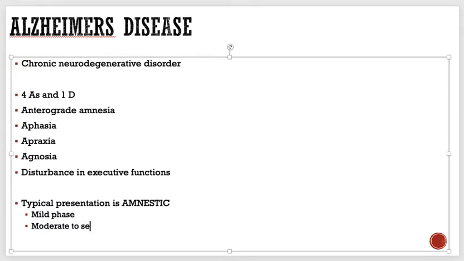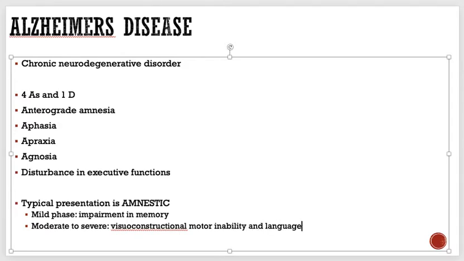So simply you can say there is a mild phase and a moderate to severe phase. How can we catch it clinically? In the mild phase they have just impairment in memory, and some learning difficulties. In the moderate to severe form, they have visual constructional and motor inability, that is apraxia, simply motor inability, and language problems. So this is how they present.